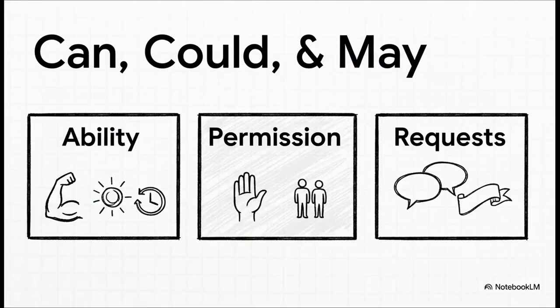And for our politeness code, it's just as easy to remember. For ability, you've got can for the present, could for the past. And when you're asking for permission or making a request, just remember that may and could are your go-to options to sound a bit more formal and polite.